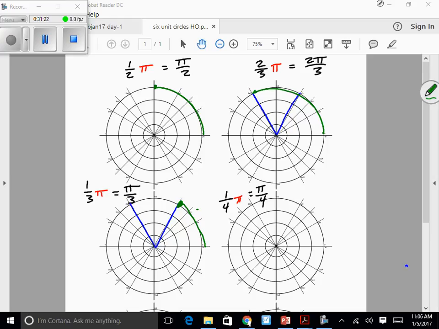All right, say it again, please. Yes, the answer is the green part. Oh, okay.